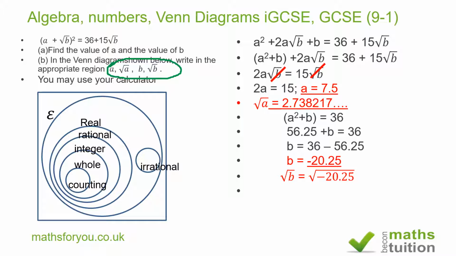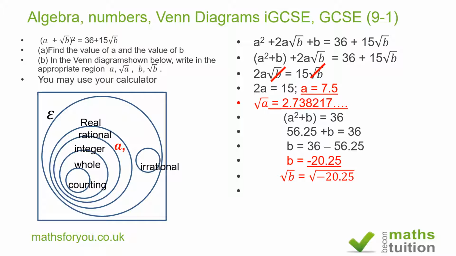Okay. Now, we come to the second part of this question. We know that a is 7.5. Now, 7.5 is not a counting number. It's not a whole number. It is not an integer. We can write 7.5 as 15 over 2. So it's a fraction, a ratio, which means that we can then fit a into the rational number region.